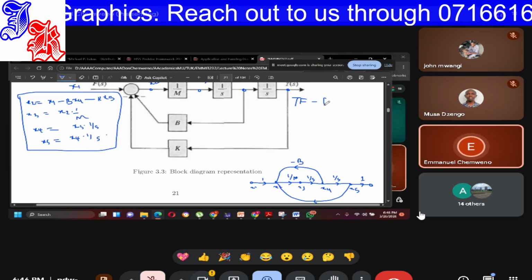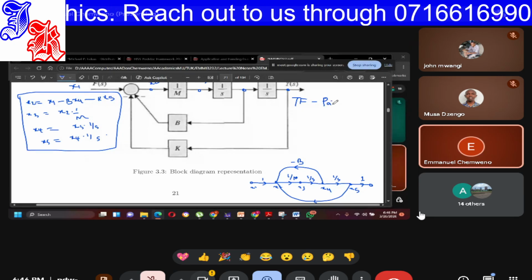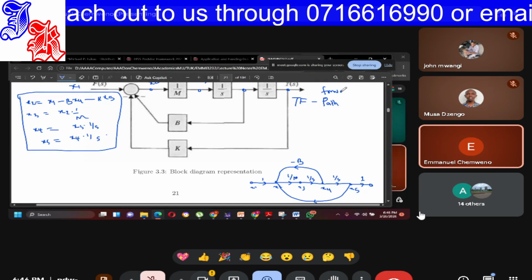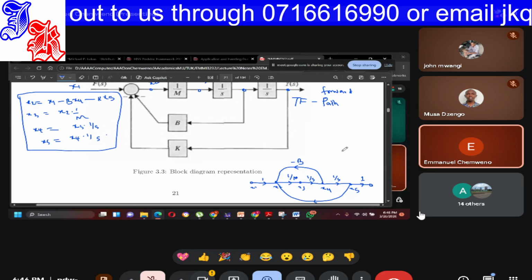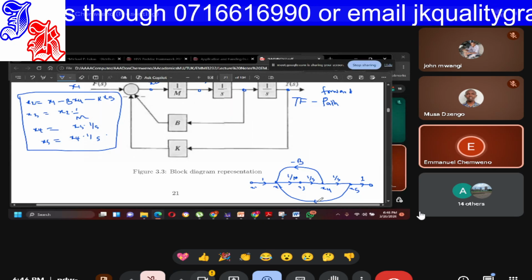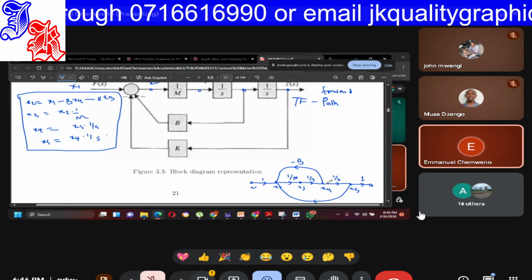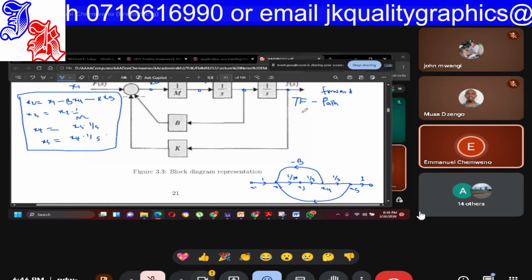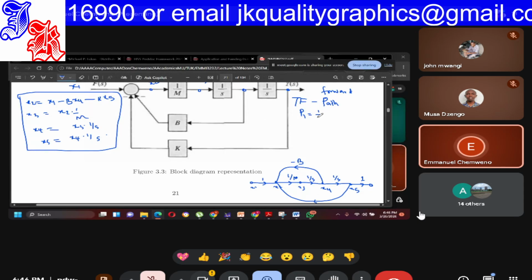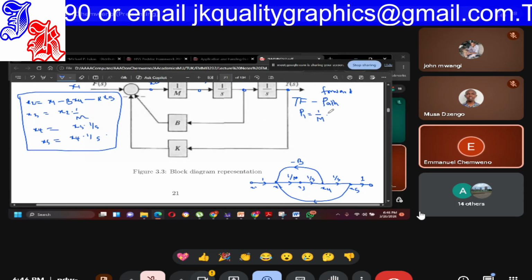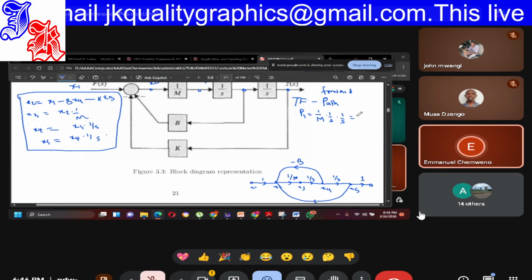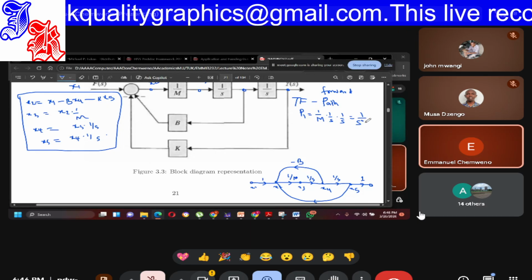you identify forward paths. Forward path. So if I start from here, this is a feedback path. So this 2, 3, 4, 5. So the forward path is only one path, which is equal to 1 over m dot 1 over s dot 1 over s, which is equal to 1 over s squared m.